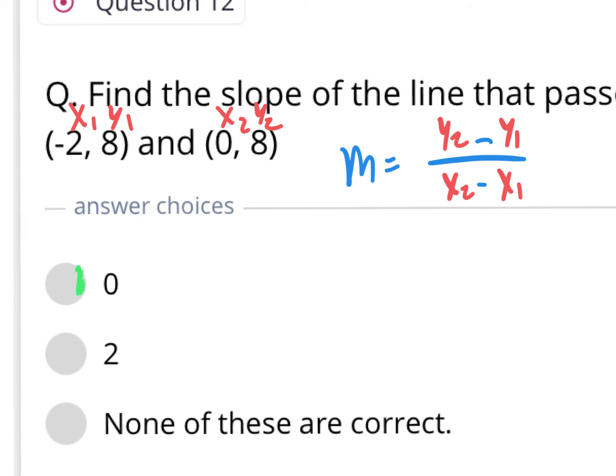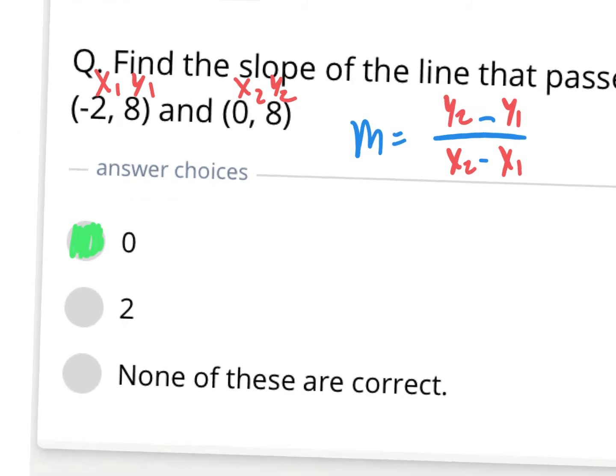And if you did that on a calculator, it would also tell you that the answer is 0. It doesn't matter if you have a negative 13 down here or a positive 50, 0 divided by any number will be 0. Moving on.